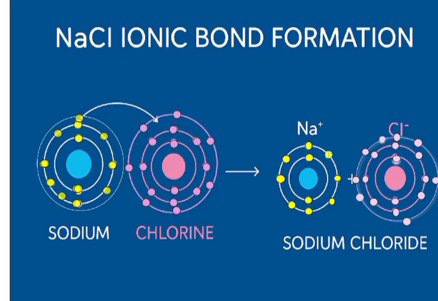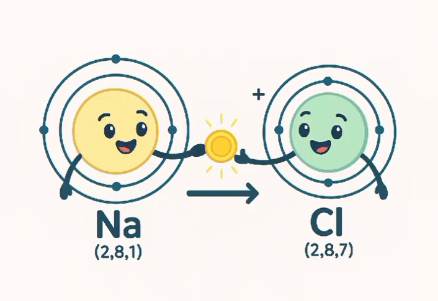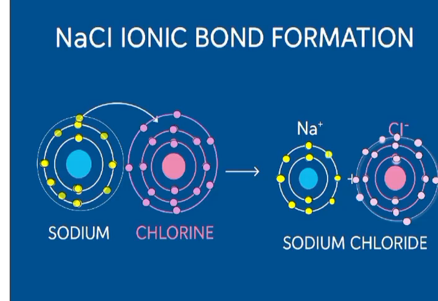Think of sodium as a rich friend with one extra coin, an electron. Chlorine is poor, missing one. Sodium donates, chlorine accepts, both are happy and stable. This full transfer of electrons is an ionic bond.